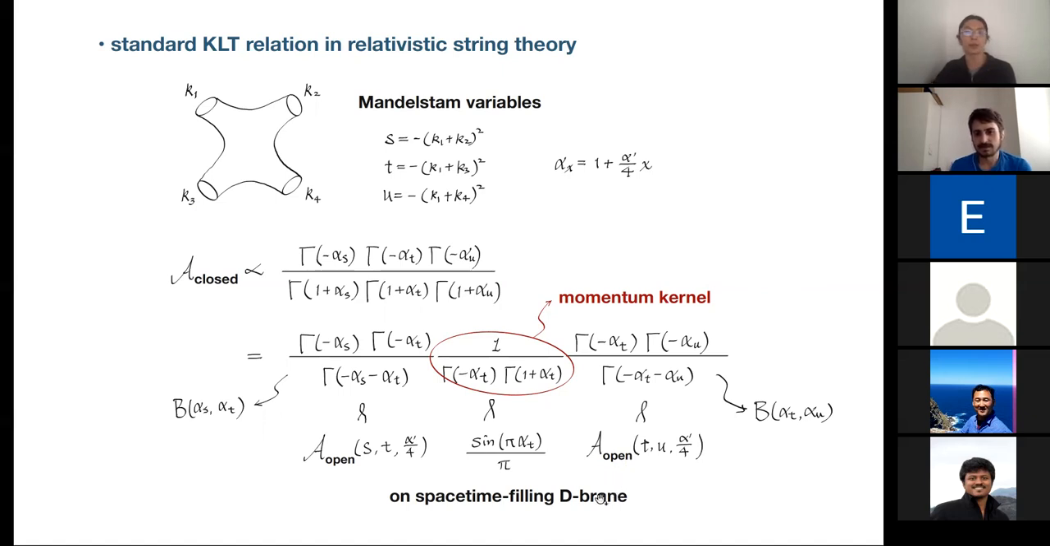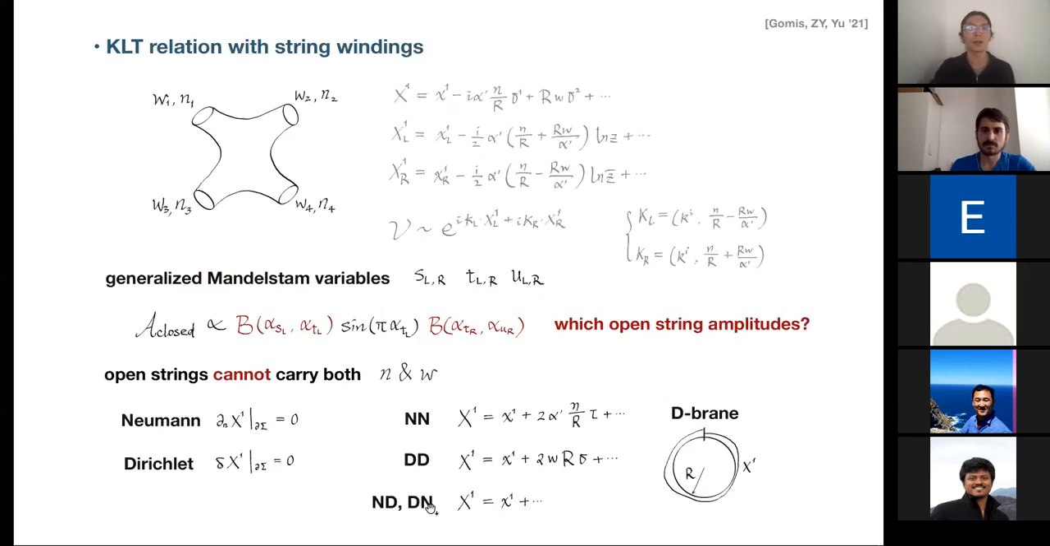Usually in this KLT relation, the open strings are defined on some space-time filling D-branes, which means that we have Neumann boundary conditions in all directions. And now we want to generalize the same idea to non-relativistic string theory, but quickly you'll realize that many things haven't really been done. For example, in non-relativistic string theory, as I have mentioned, we have to have a compactified spatial circle. But for some reason, no one really studied the KLT relation in relativistic string theory with some space-time compactification until very recently in our paper. So let's see how this goes.